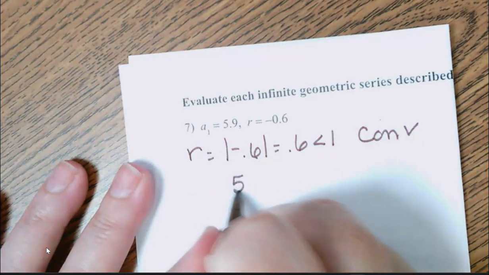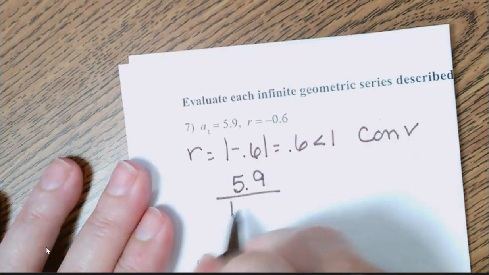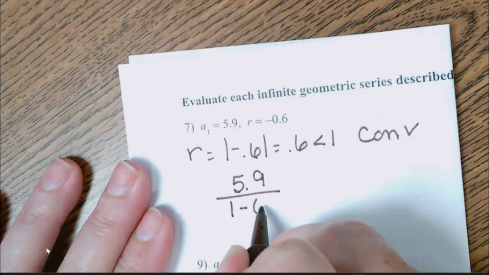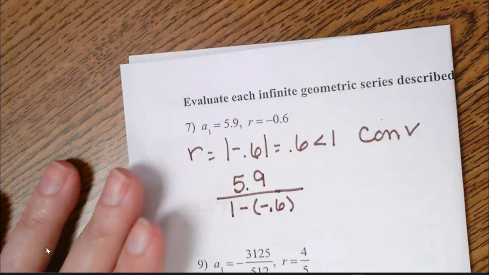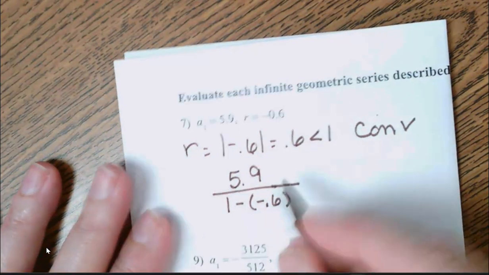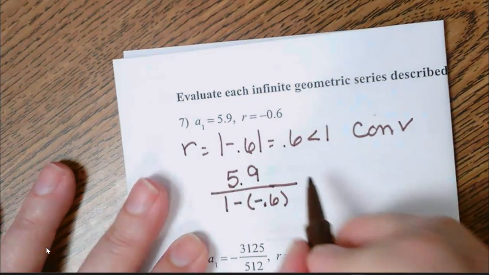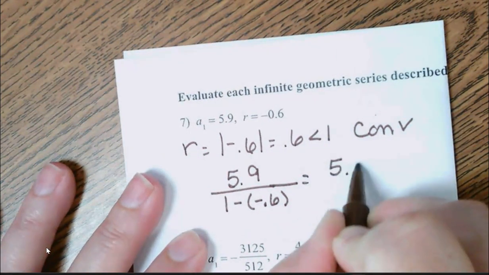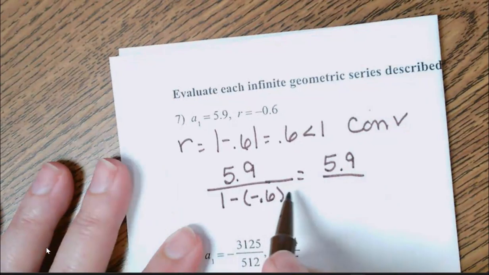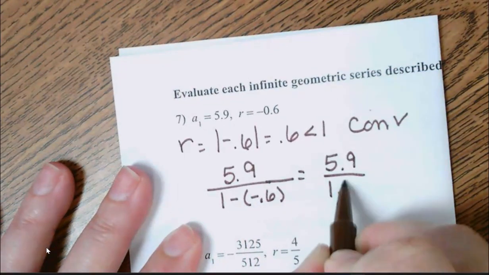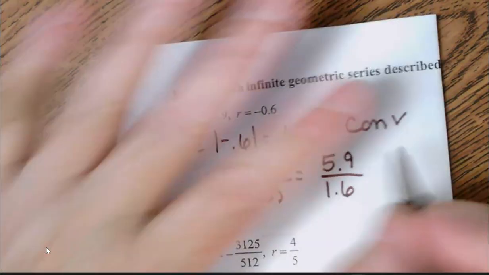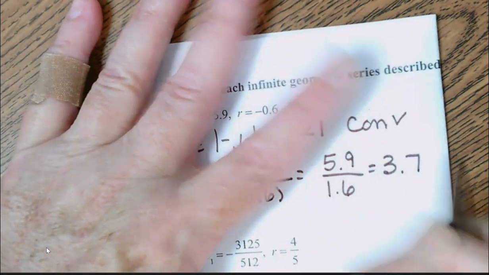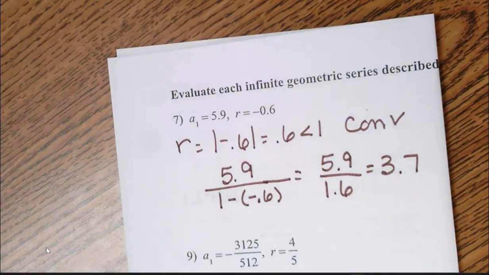So 5.9 over 1 minus -0.6. A lot of times if you're using one of my calculators, you have to have all the right number of parentheses. So what I would just do is go ahead and do this math, and you're going to get 1.6, and then that's what you're going to plug into the calculator. 5.9 divided by 1.6, and we're going to get, the sum is headed towards 3.7.